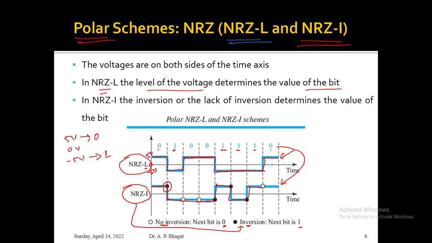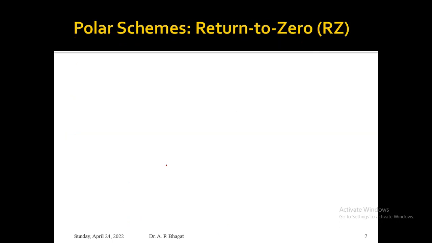Then again here you can observe that the next bit is 0, so the signal will not be inverted. This is how the digital signal is represented using a non-return to 0 invert scheme. Both these schemes are polar schemes because signals are represented using voltage levels on both sides of the time axis. The next polar scheme is return to 0.